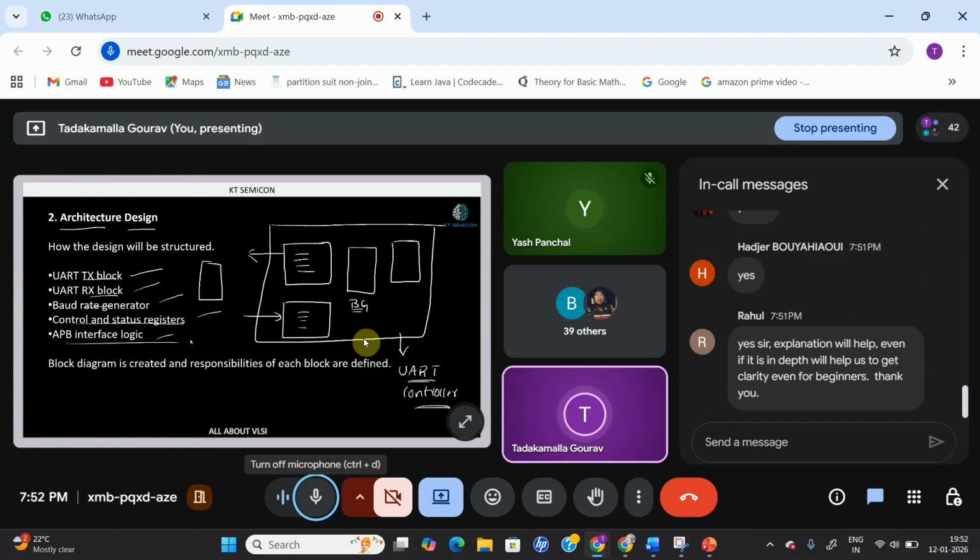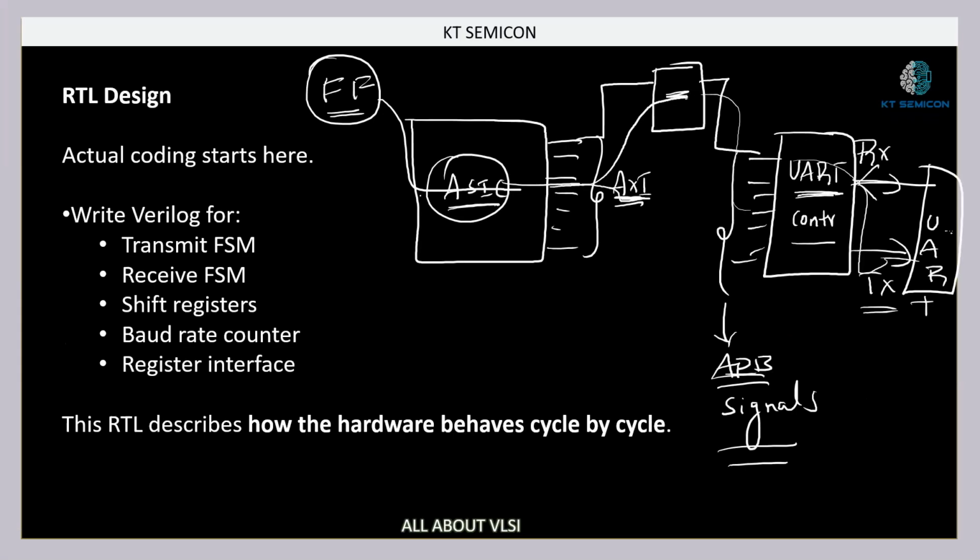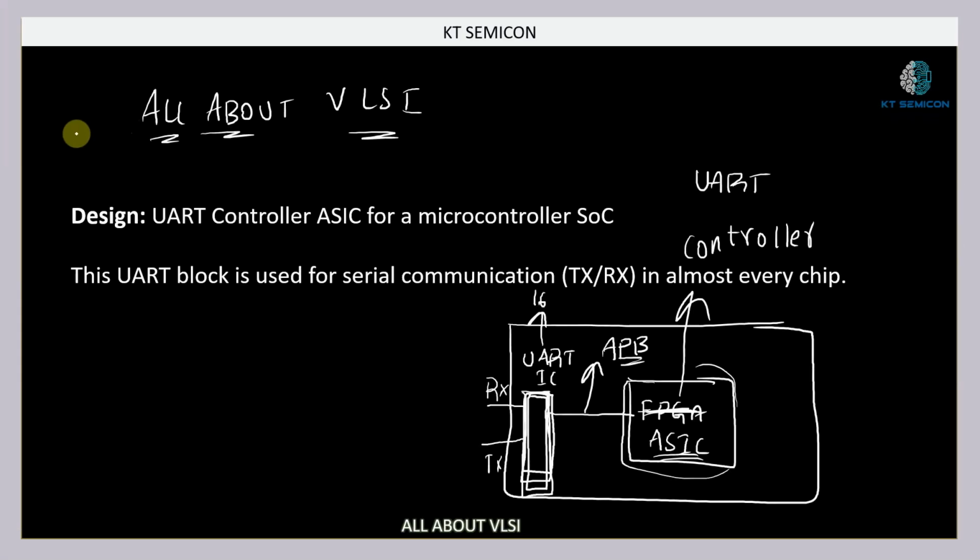Like you will be learning the protocols, but you don't know where you are actually using them. We will try to explore them also, but for that we need the protocol knowledge also. So that's why I am skipping that. Now, next, the second step is basically architectural design.